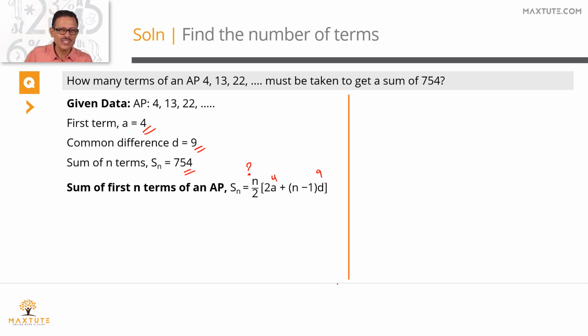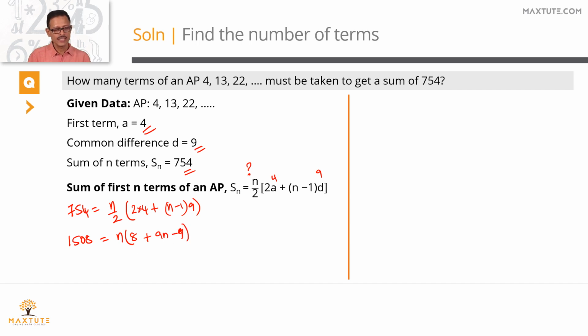Solving the equation tends to get a little tedious in this case, so let's run through the process. The sum up to n terms is 754. This is equal to n by 2 into (2 times a, which is 2 times 4, plus (n minus 1) times the common difference, which is equal to 9). Let's cross multiply this 2. So 1500 plus 8, which is 1508, is equal to n times (8 plus 9n minus 9).